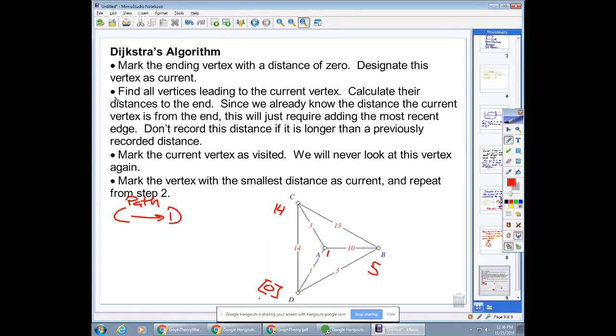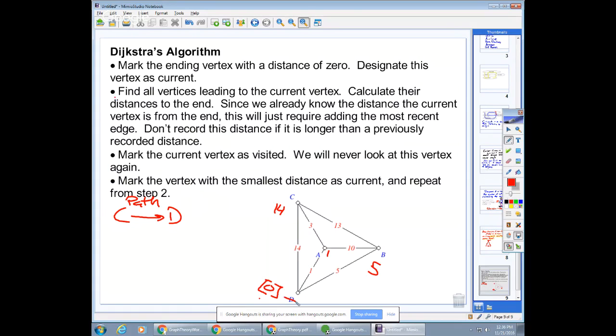Since we already know the distance, this is kind of redundant, we're not ready for this step, but since we already know the distance the current vertex is from the end, we will just require adding the most recent edge. So we'll get to that in the next step. And then don't record this distance if it's longer than a previous recorded distance. So we're not ready for that part. So we jump down here to mark the current vertex as visited.